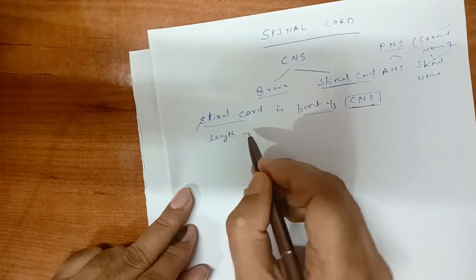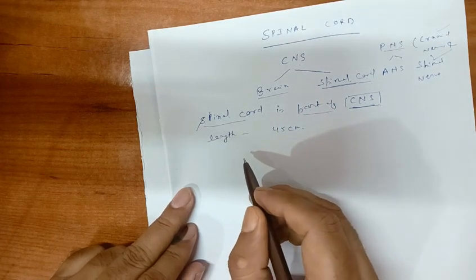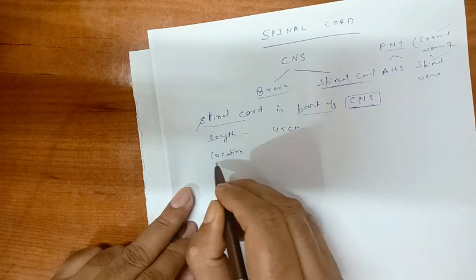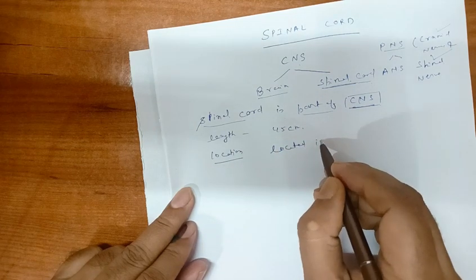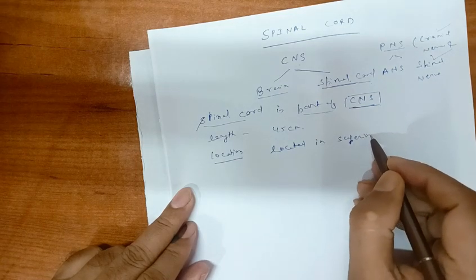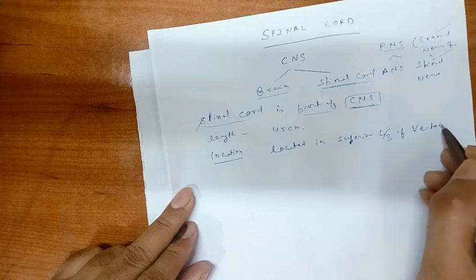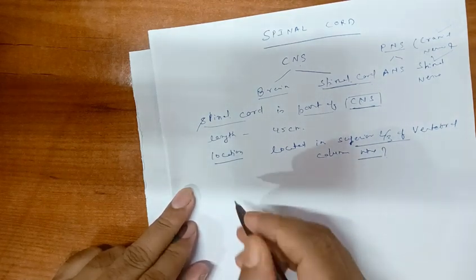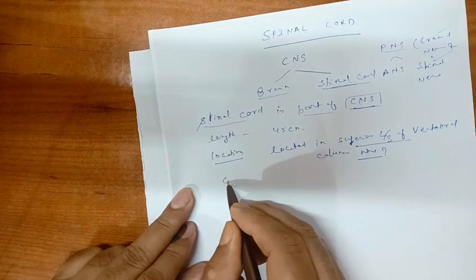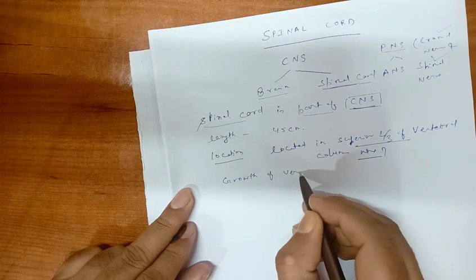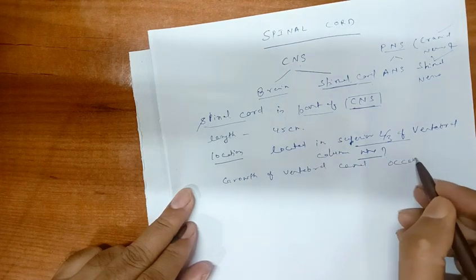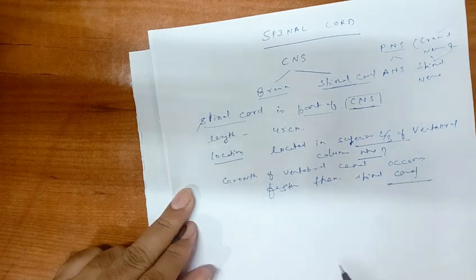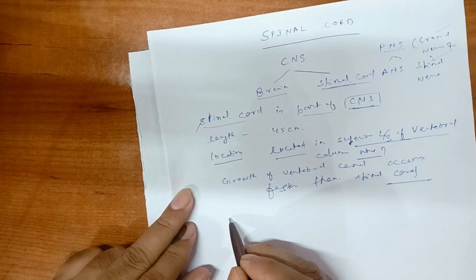The length of the spinal cord is about 45 centimeters. And where is it located? It is located in the superior two-third of the vertebral column. Why in the two-third? Because the growth of the vertebral canal occurs faster than the growth of the spinal cord. So it is located in the superior two-third of the vertebral canal.